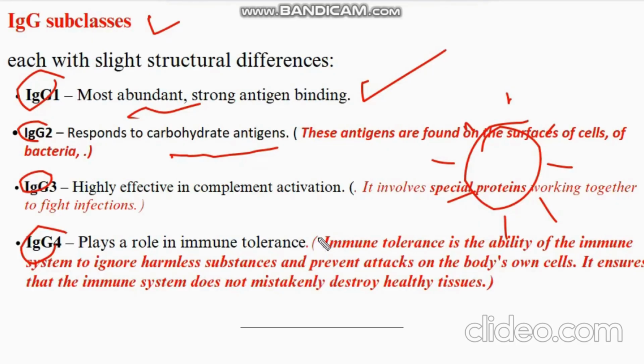That is called carbohydrate antigens. Here, antigens means the foreign particle or foreign material which, when it enters the body, triggers the immune system.